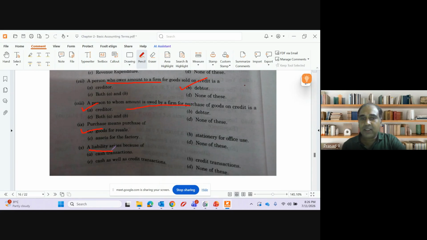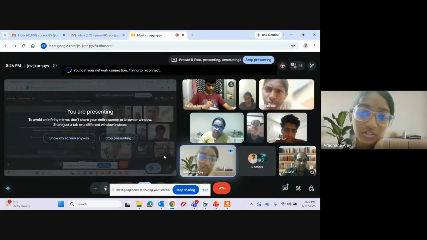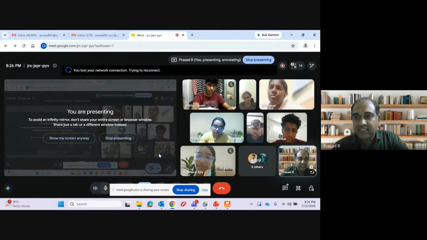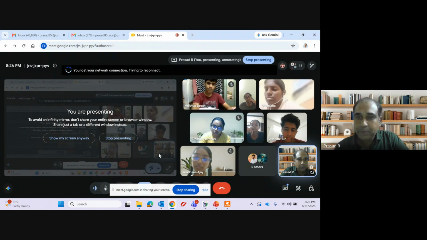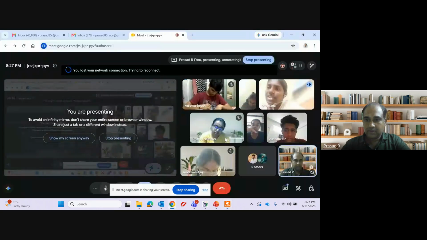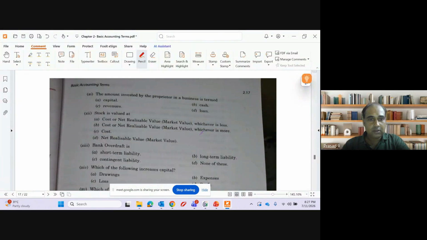Liability arises because of what? Liability will come when? If you make a cash transaction, will there be any liability? Do you have to pay to someone? You have already completed a cash transaction. Do you have to pay again? No. Liability will come only because of credit transactions. Clear? Next one.